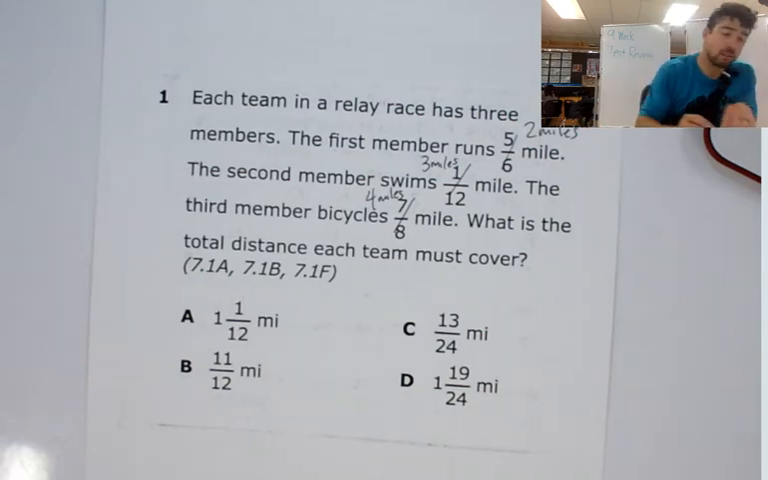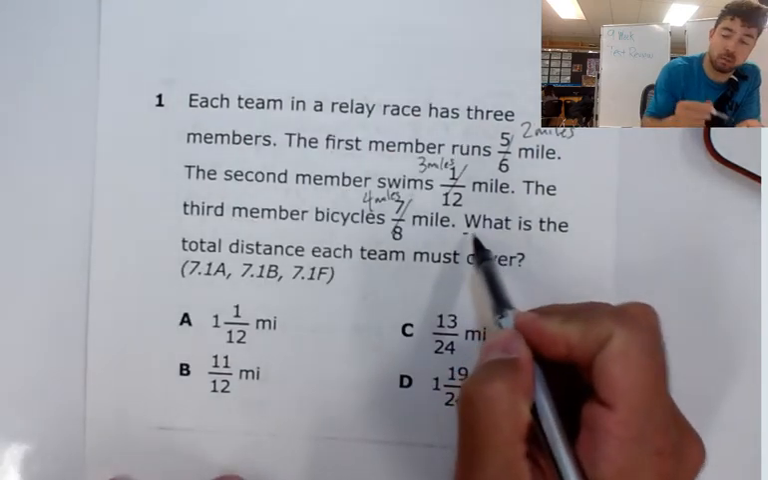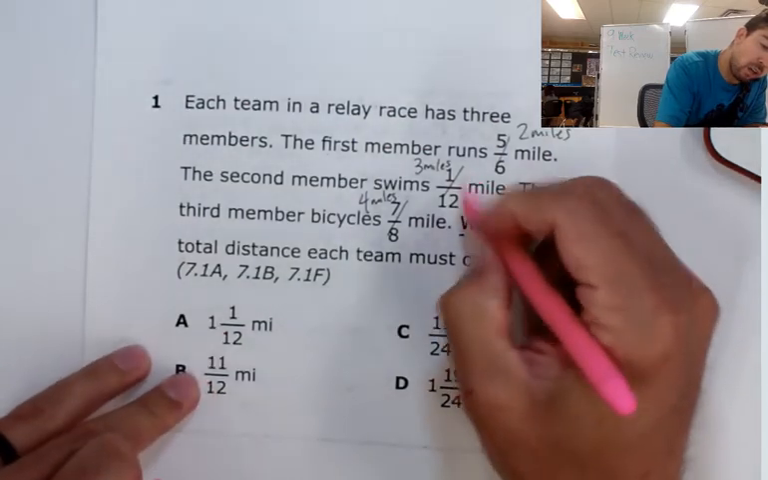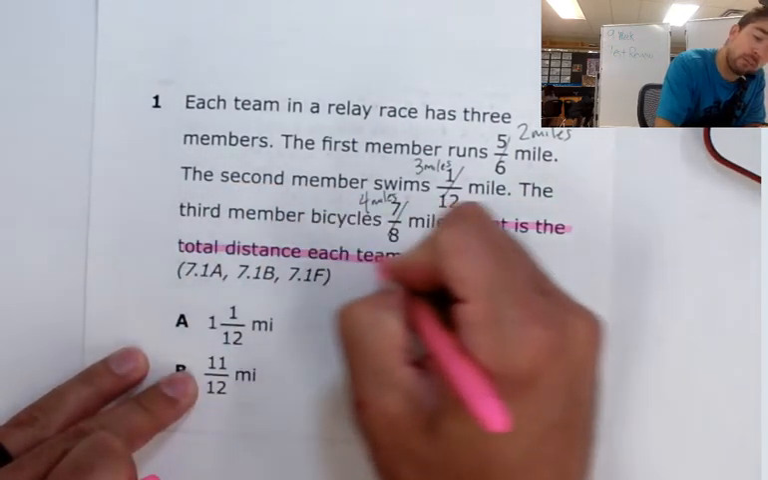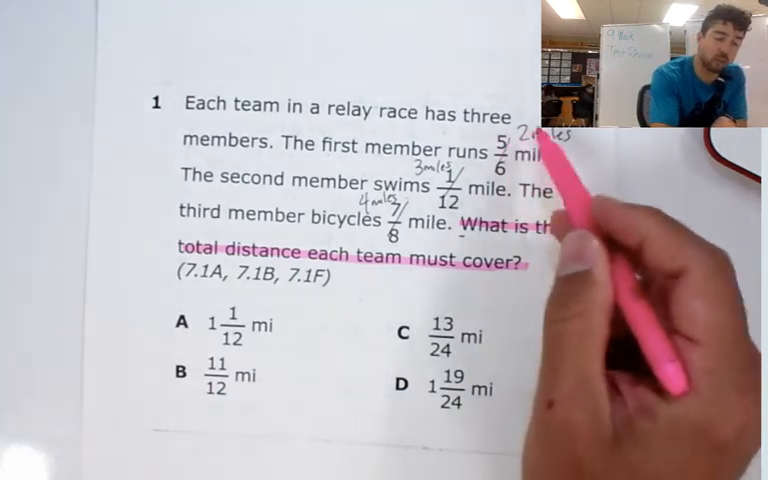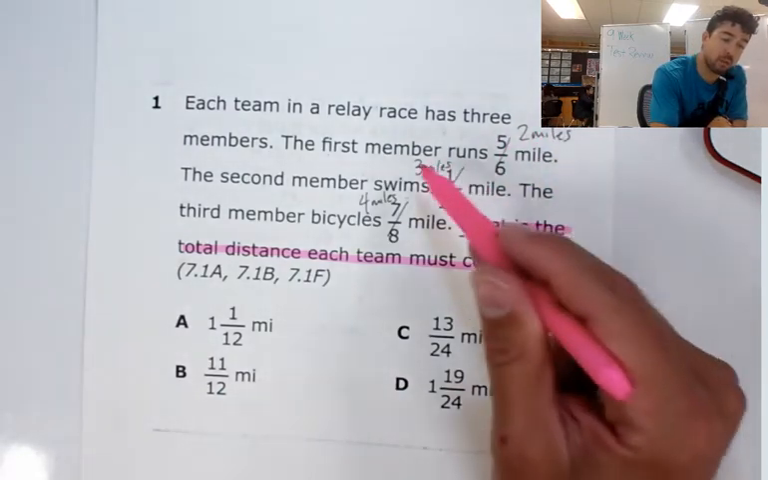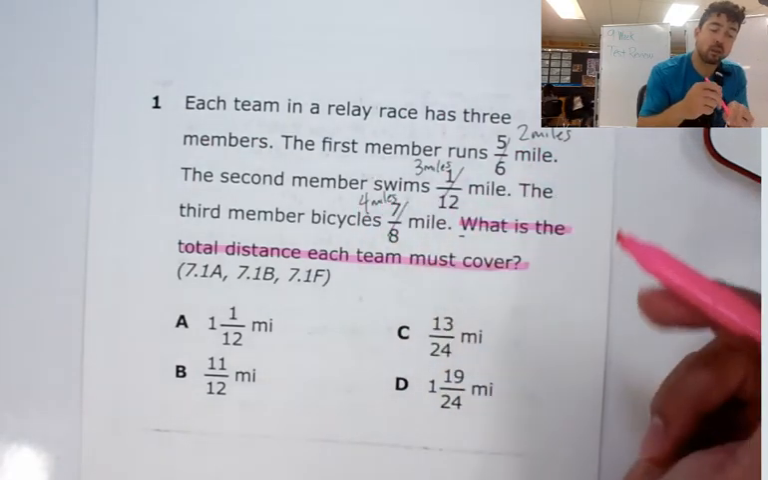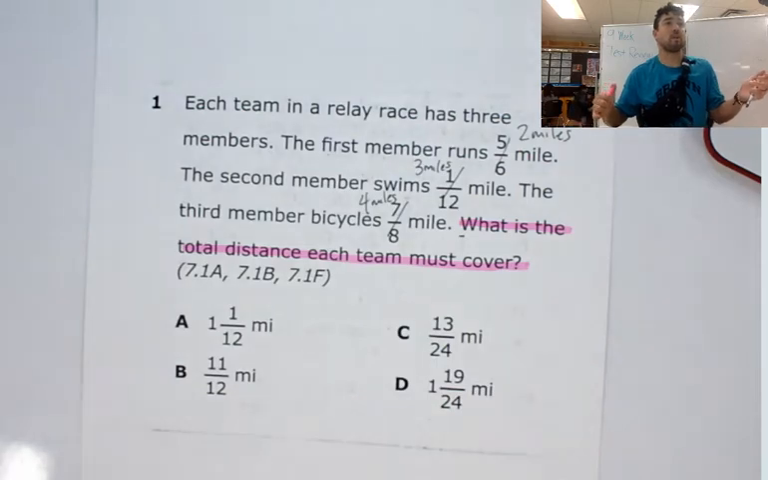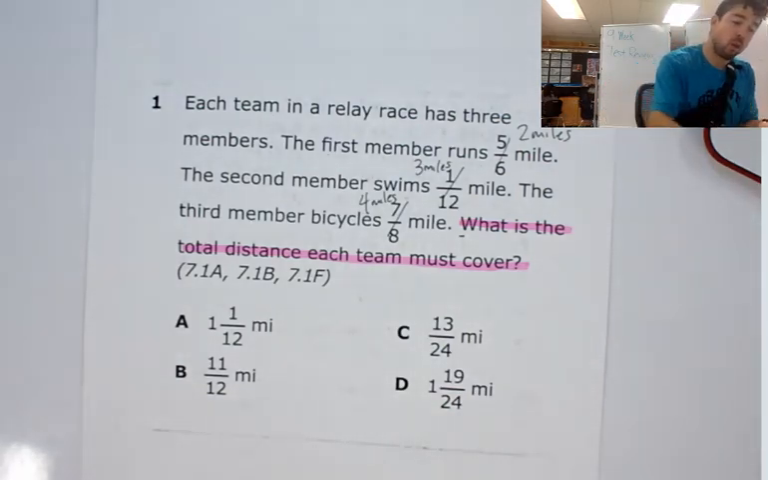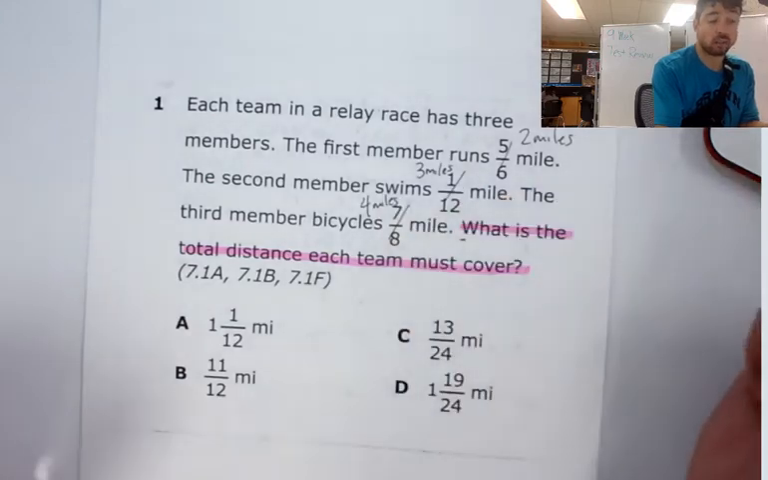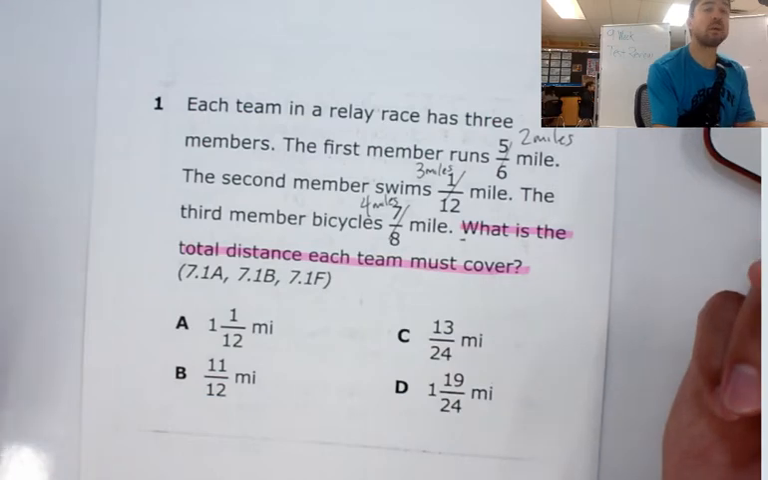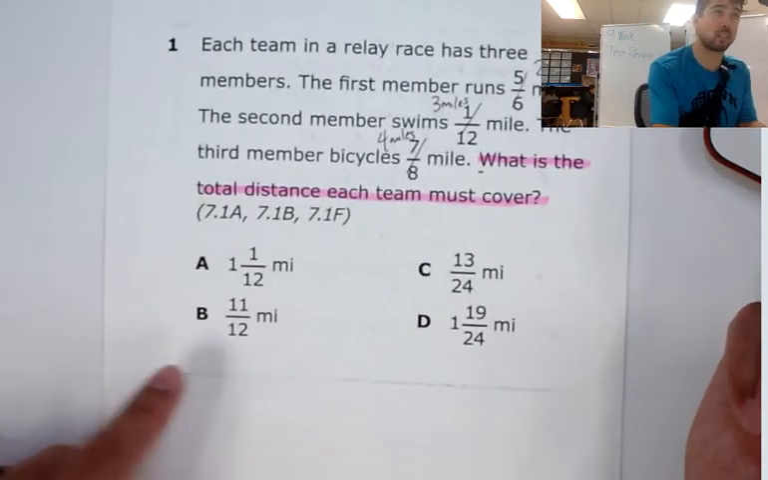So here, it wants to know what's the total distance that the team must cover. So if we're just using the whole numbers, we create an easier problem. If the first member runs 2 miles, the second member swims 3 miles, and then the third member bicycles 4 miles, what are we doing here to solve? We're adding, right? What's 2 plus 3 plus 4? 2 plus 3 is 5, plus 4 is 9. So now we can see here that we just need to add these fractions.